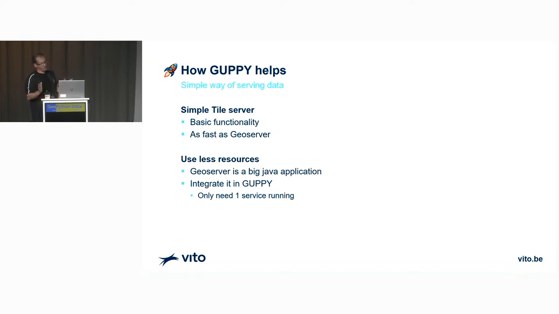So what did we do? Basic functionality, it should be as fast as GeoServer at least, and it should use less resources because we are running about 100 GeoServers at our company, and they take between 1.5 to 3 gigabytes of memory, just standing there doing nothing. And Guppy is just a simple FastAPI library, which runs in Python. So it takes about 200-300 megabytes of memory, and then depending on where you're caching, it will be a little bit more, but it's not in comparison to GeoServer. And also our sysadmin is very happy that he only has to maintain 1 service instead of 2.